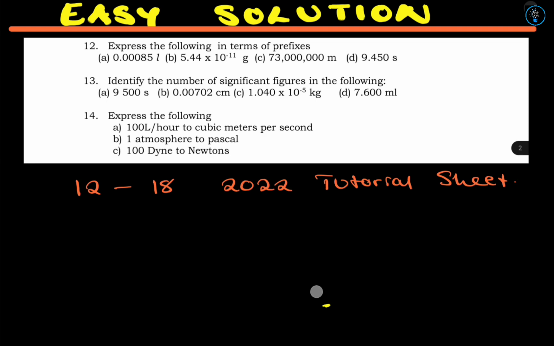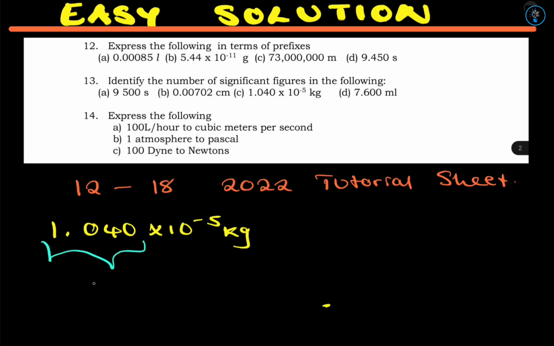Let's do C. C is 1.040 times 10 to the power negative 5 kg. If you have a number in standard form, we focus on the coefficient. How many significant figures does the coefficient have? It's a decimal number, by the way, so trailing zeros are significant. This zero will be counted as significant because of the decimal point.